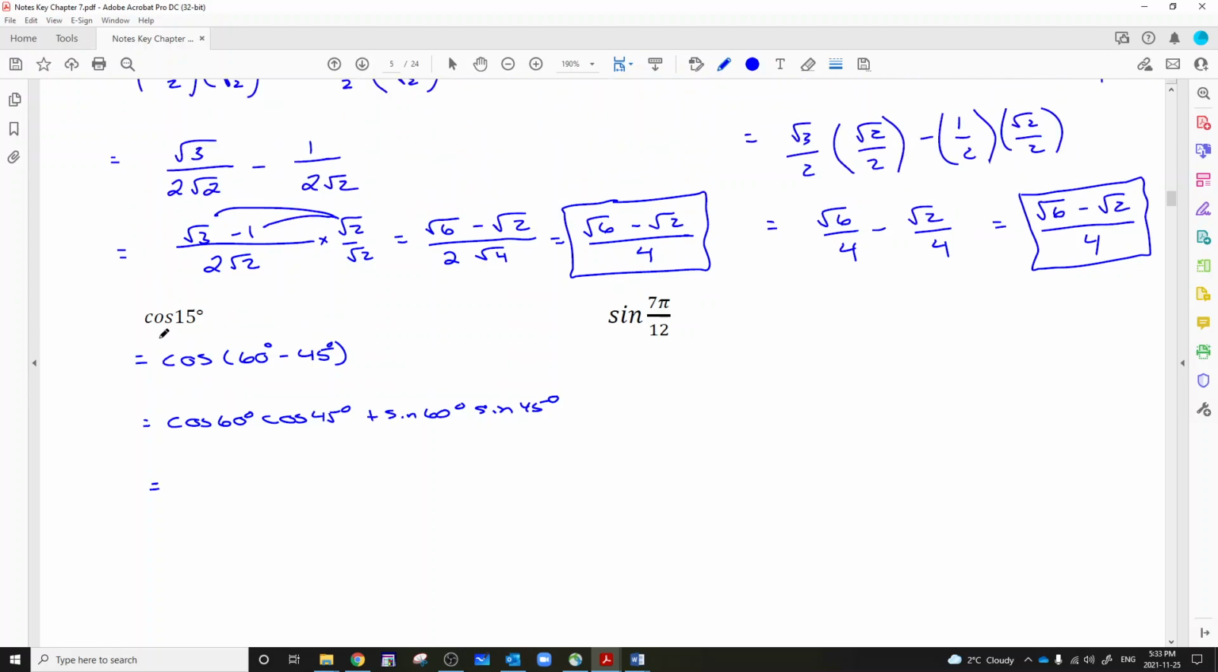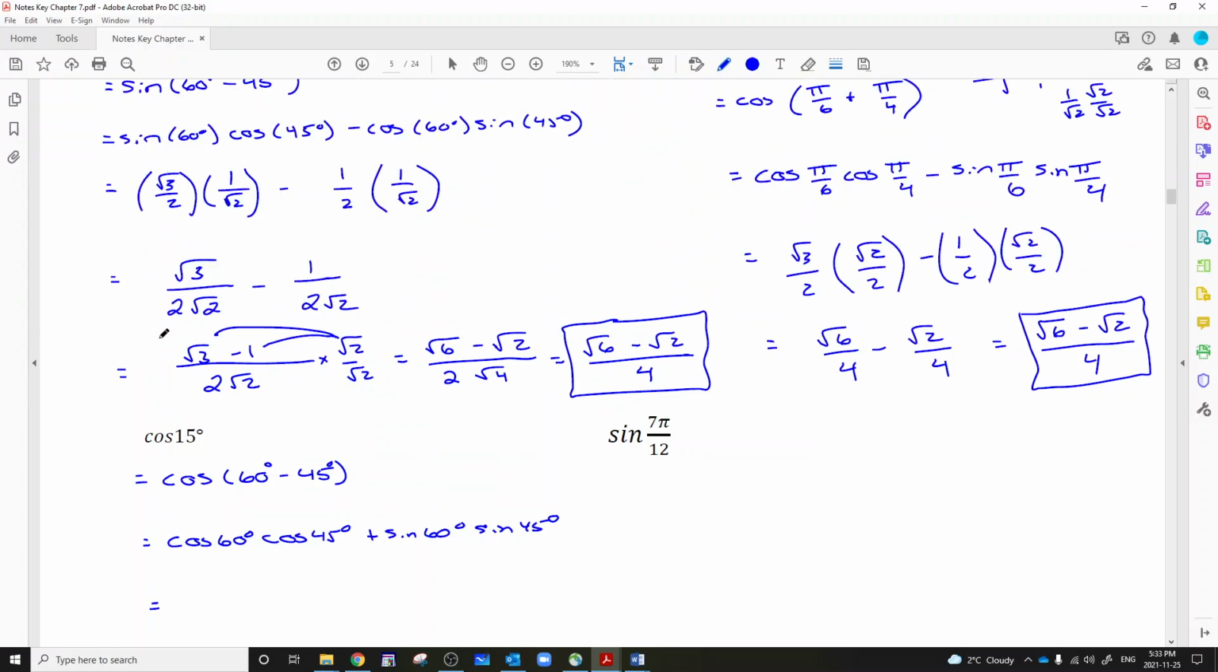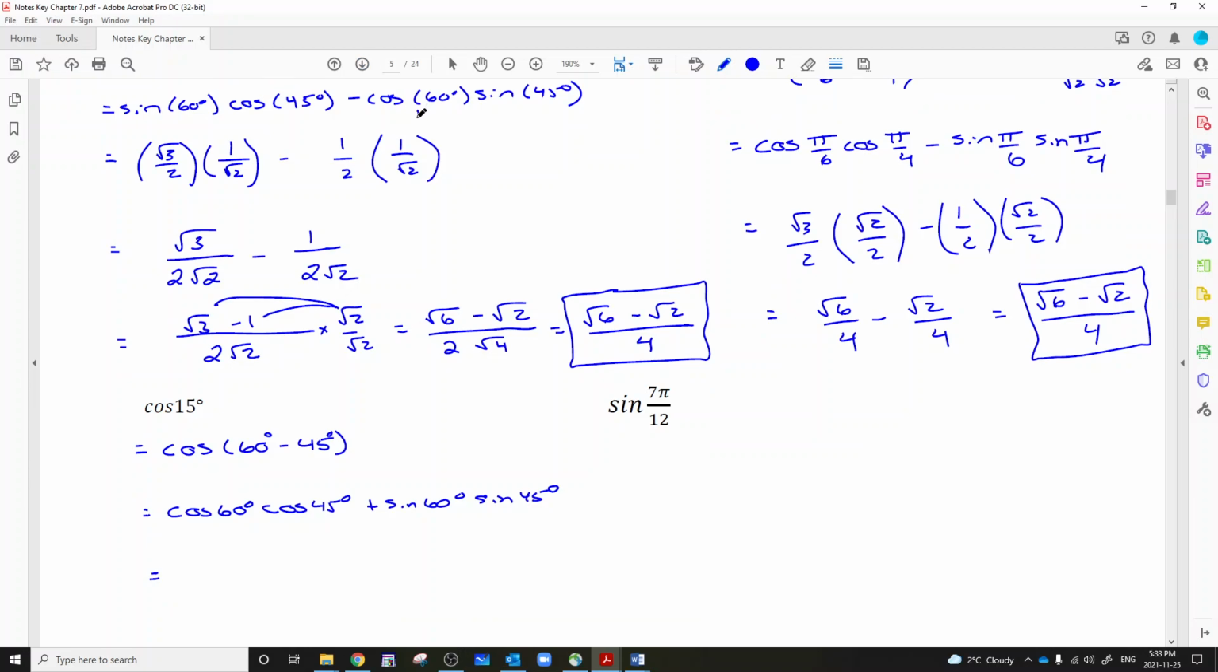Now, we already figured out the cos of 60 up here. Cos of 60 was 1/2, so I'm going to write 1/2 in here. Cos of 45, I'm going to put in rationalized as root 2 over 2.